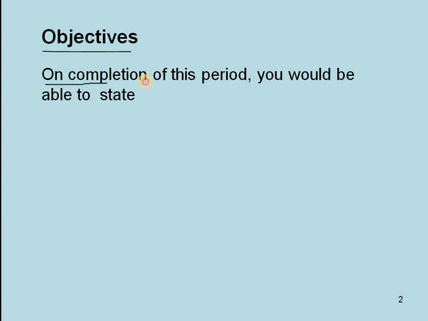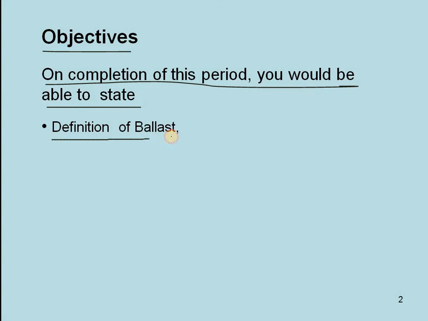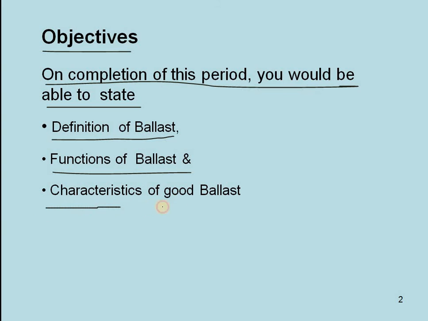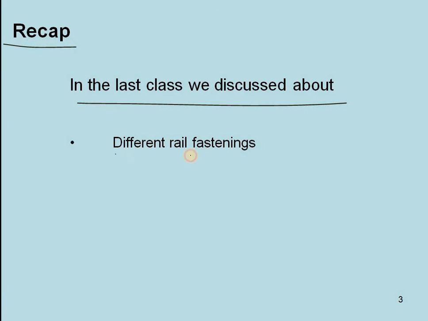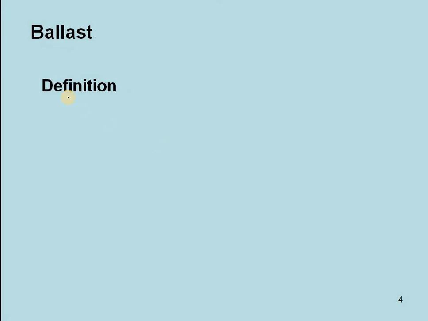Objectives: on completion of this period, you would be able to state the definition of ballast, functions of ballast, and characteristics of good ballast. Recap: in the previous class, we discussed different rail fastenings and coning of wheels.